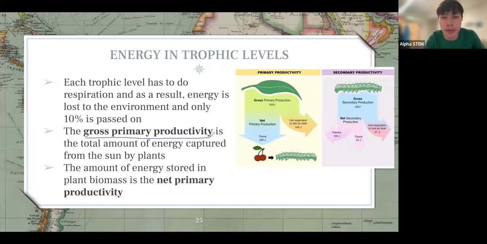The gross primary productivity is the total amount of energy captured from the sun by plants, but the amount of energy stored in the plant biomass is the net primary productivity. And that's what the caterpillar eats. But whatever eats the caterpillar also won't be able to get all of the energy that the caterpillar got from the plant, because the caterpillar also did caterpillar things like move around and transcribe DNA, et cetera, which also costs energy. So every step, every trophic level, we're losing about 90% of energy.